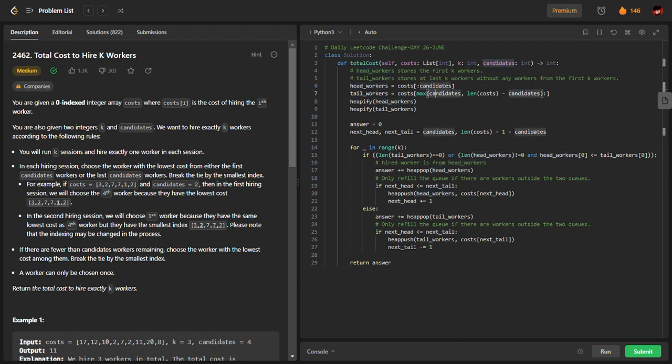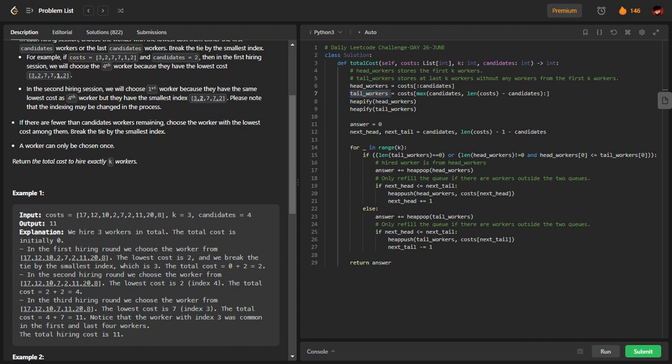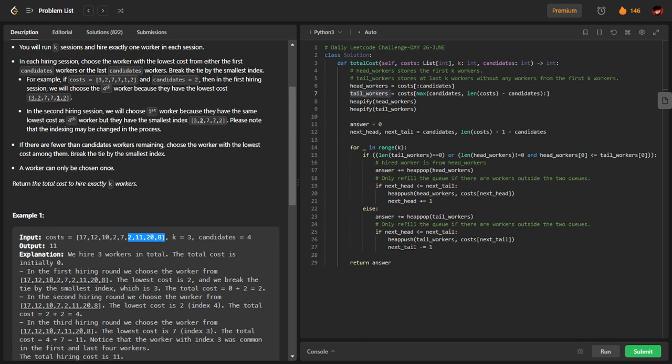That's what we are doing. We are using two heaps. The first one is called head workers, and the next one is called tail workers. Head workers will capture the m candidates from the left, and tail workers will capture the m candidates from the right. That's the basic idea. Tail workers, the last k workers.